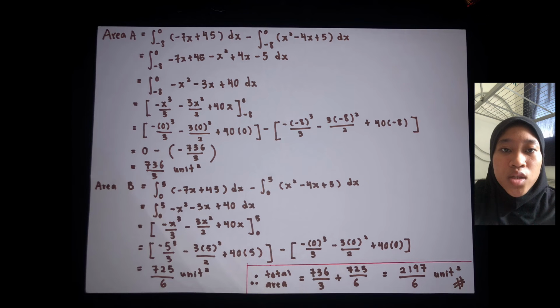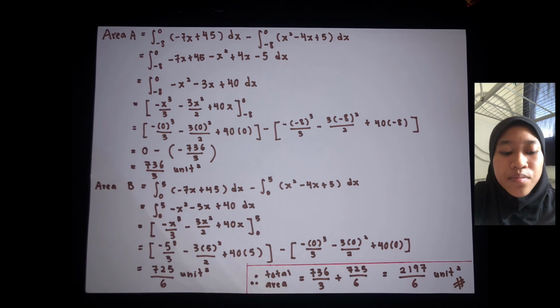So we need to replace x with negative 8 and 0. Then it will be negative 0 cubed over 3 minus 3 times 0 squared over 2 plus 40 times 0, minus negative 8 cubed over 3 minus 3 times negative 8 squared over 2 plus 40 times negative 8.